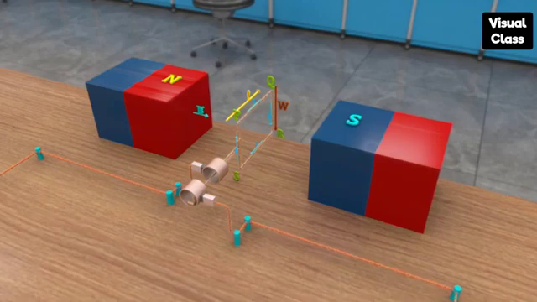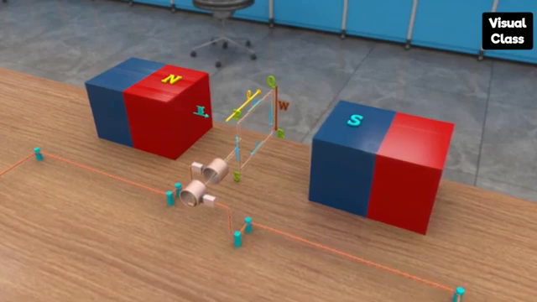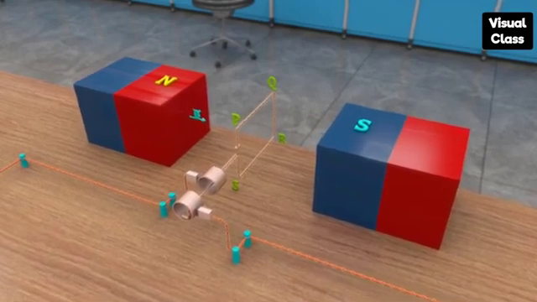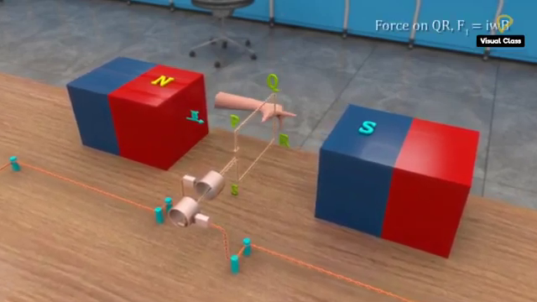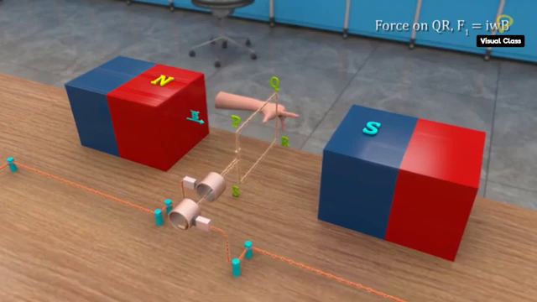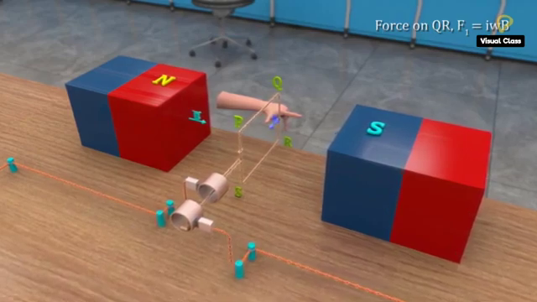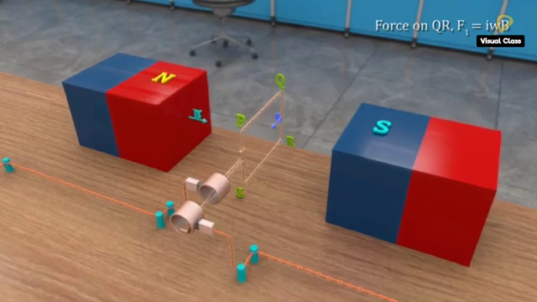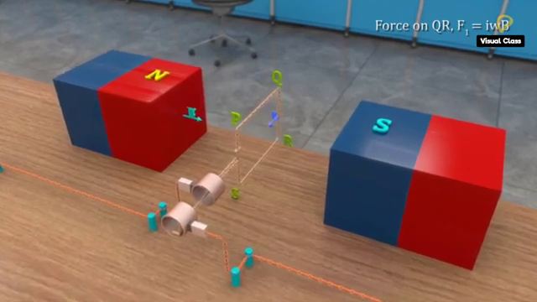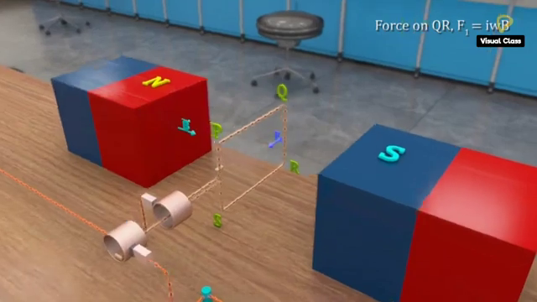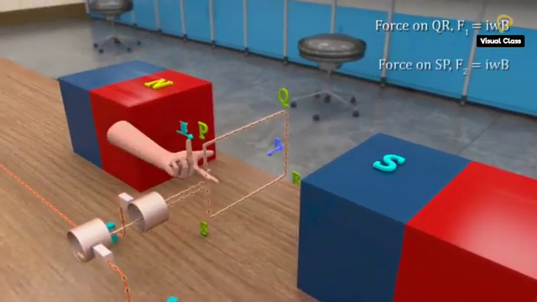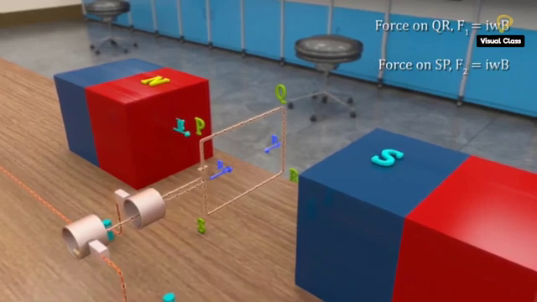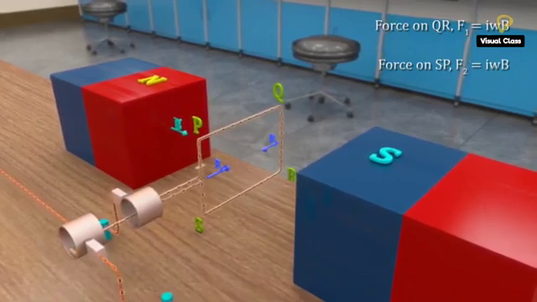Current I flows in the coil in the direction PQRS. On applying Fleming's left-hand rule on side QR, the magnetic force F1 equal to IWB turns out to be perpendicular to QR and to the magnetic field. Magnetic force F2 on SP, that is equal to IWB, turns out to be opposite to F1.